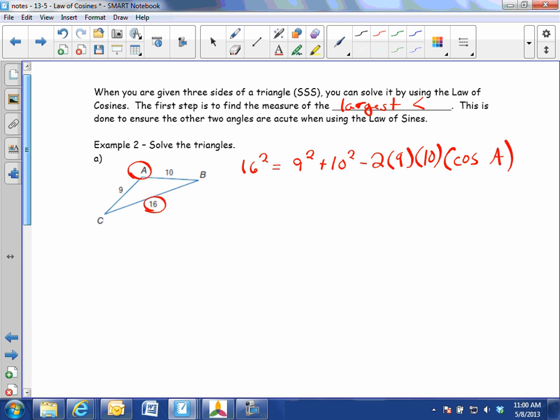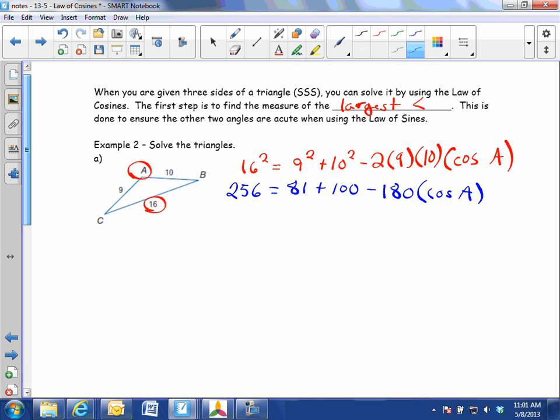Uh-oh, what are we going to do this time? I think we're going to solve it, and then do the reciprocal thing. Let's go over that. So I would find what 16 squared is first. That's 256. And 9 squared is 81, 10 squared is 100. Let's see, 90 times 2 gives you what? 180, times cosine of A.